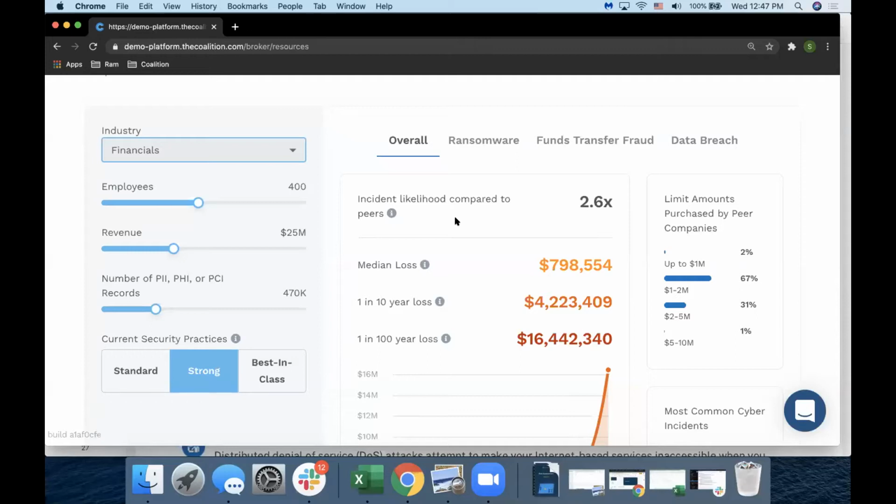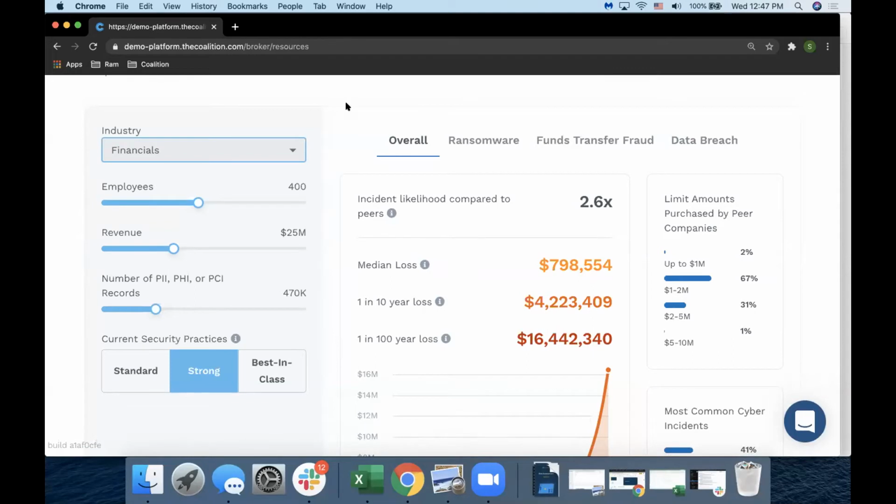Another question came up about explaining this to clients, and in particular, explaining the Coalition Risk Assessment and how to talk to some of the more technical aspects. So Sean, I'm wondering if you have any advice for how our broker partners can do that, and also involving Coalition's security team as appropriate.